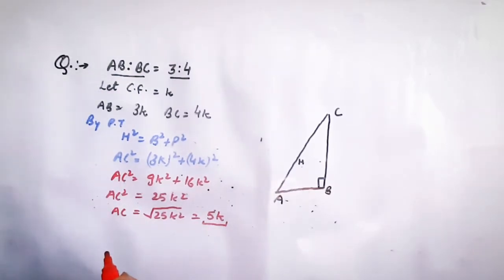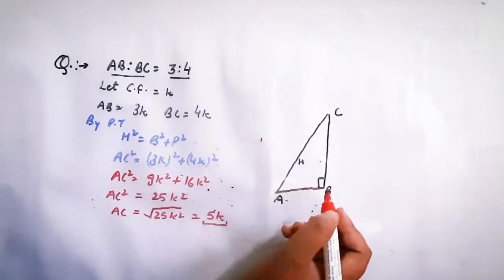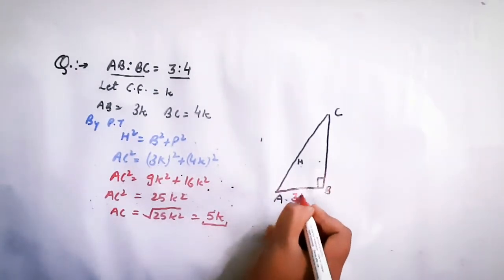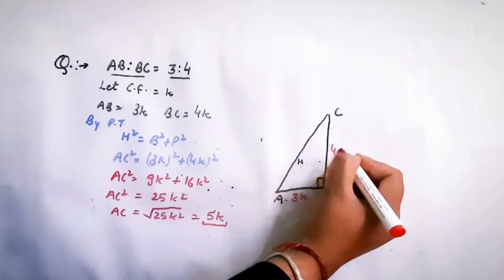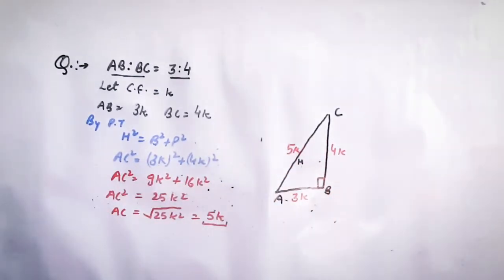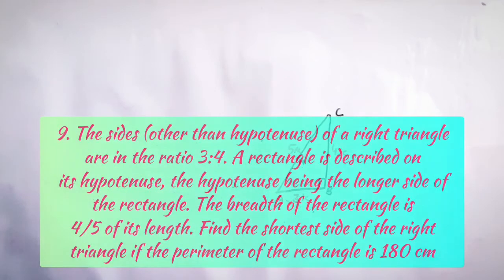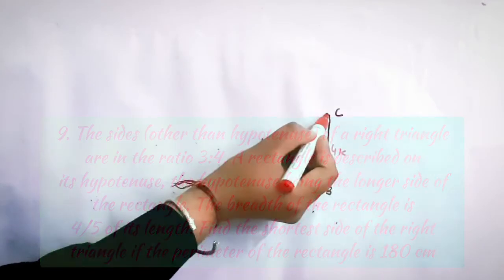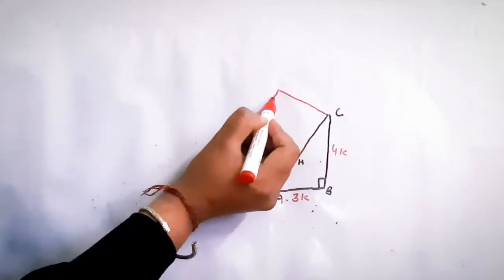Therefore the sides of the right angle triangle are 3k, 4k and 5k. Let us go to the second part of the question. A rectangle is drawn on the hypotenuse. Now where is the rectangle? Let us see. It is on the hypotenuse.